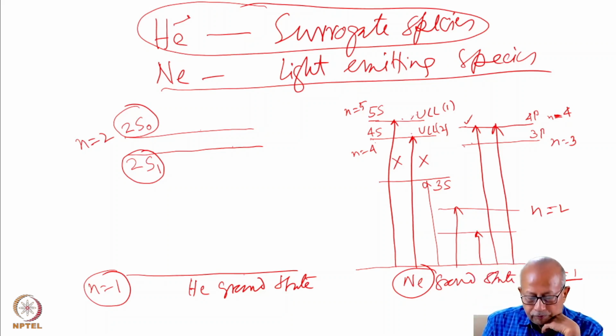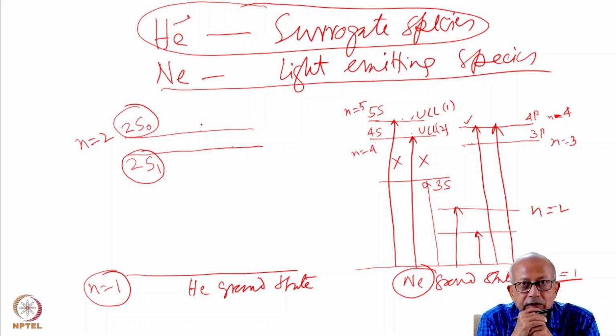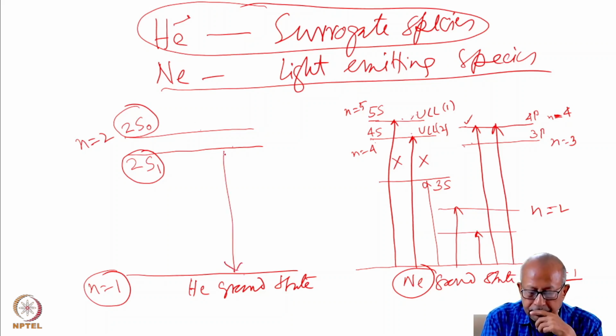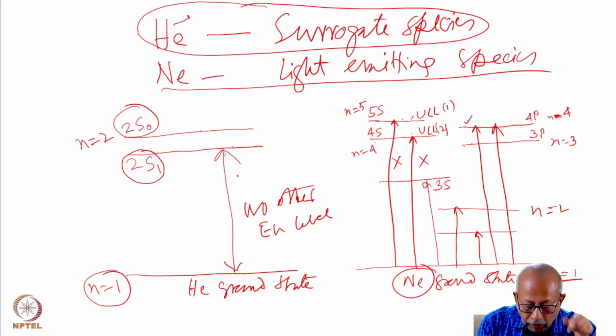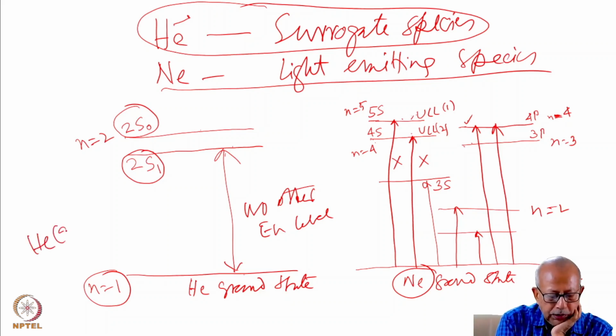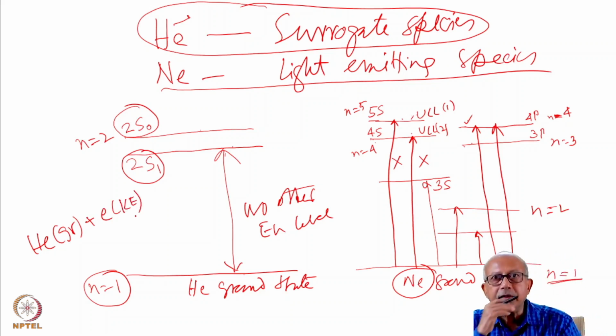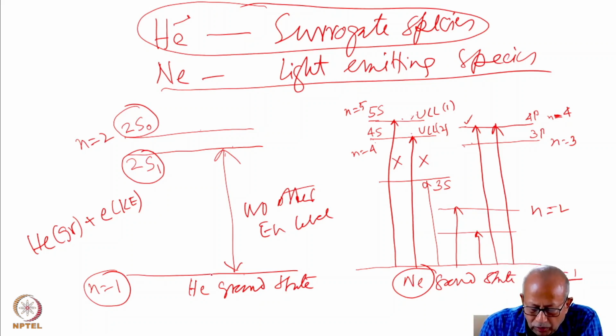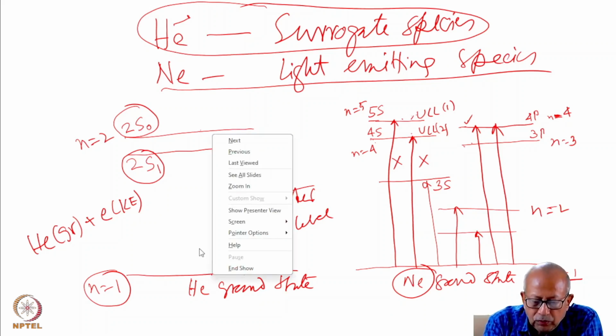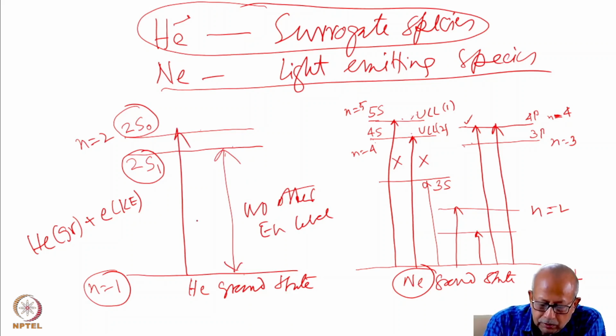In contrast, you see, helium energy states, look at these excited states of helium, first excited state. This is absolutely quiet. There is no other energy level in this space. So now if a helium atom in the ground state collides with an electron of varying kinetic energy, then invariably the helium ground state atom will be transferred to either this or this.